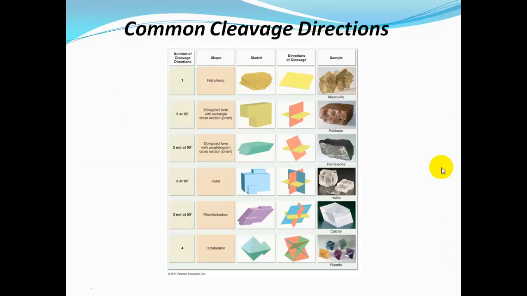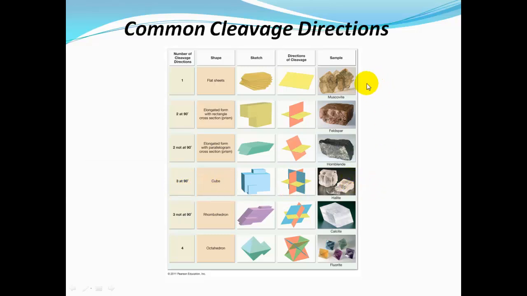So here's a diagram, and I was just talking about this cubic cleavage. In this case, halite. So you can pass a plane between the front and the back, this blue plane. Between the top and the bottom is this yellow plane. Between the left and the right side is this pink plane. And these are three planes at 90 degrees, or cubic cleavage.